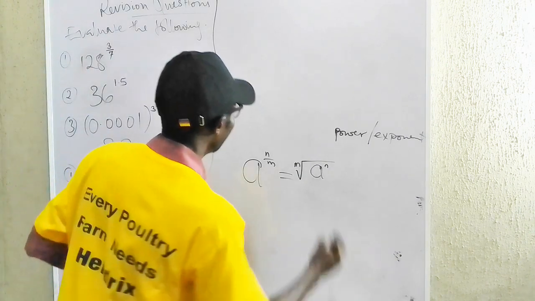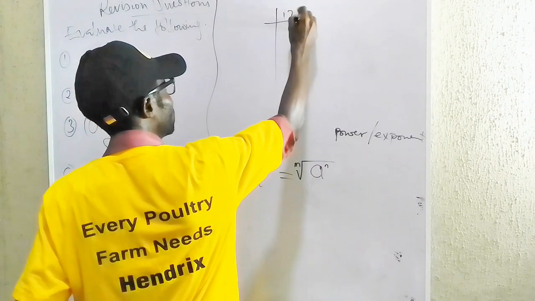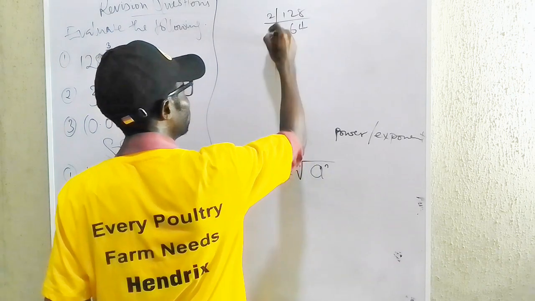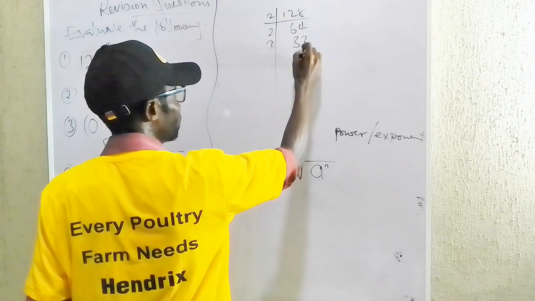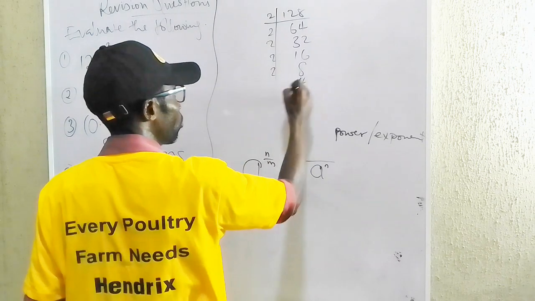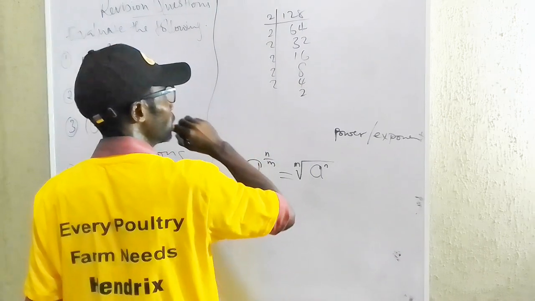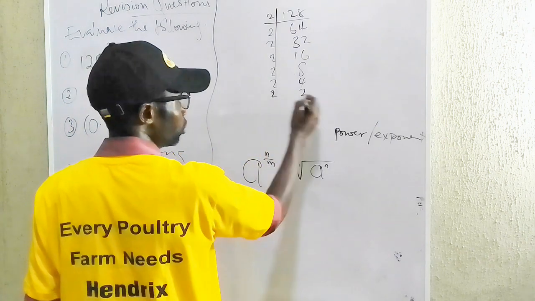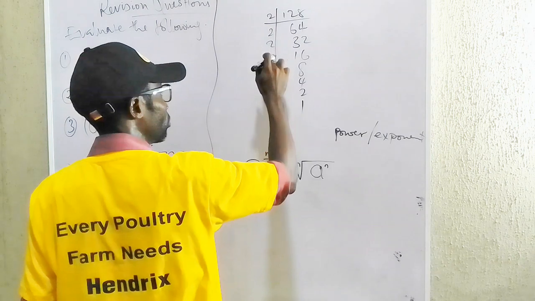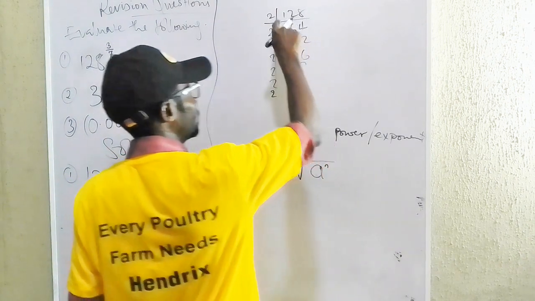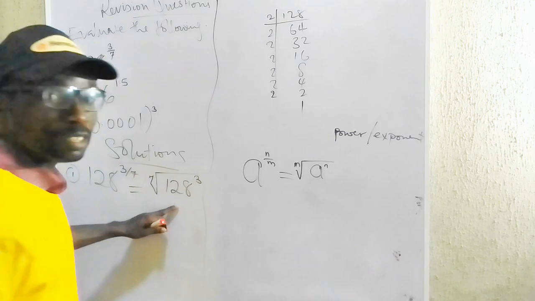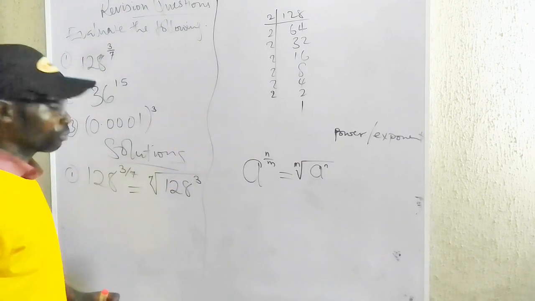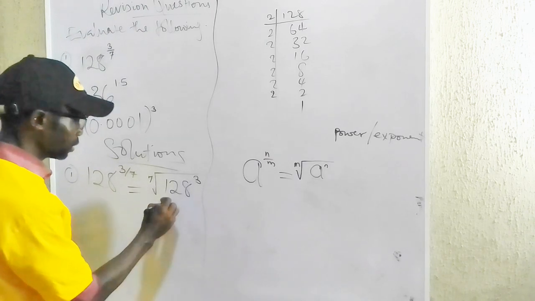Now, how do we know? If I bring 128 and keep breaking it down by 2: 64, 32, 16, 8, 4, 2, and then 1. You now see 1, 2, 3, 4, 5, 6, 7. 2 is the number that you break down and then multiply to give you this. So the 7th root of 128 is actually 2.